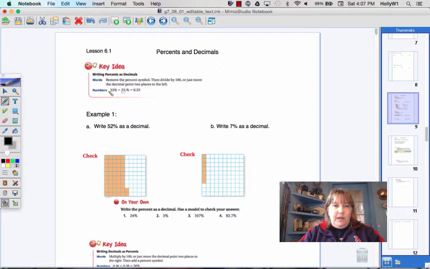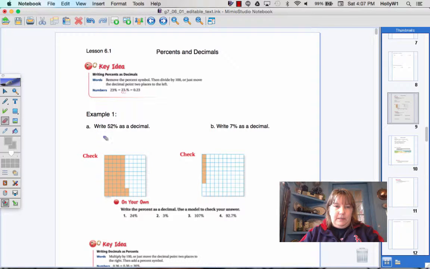So we have our key idea here, which is writing percents as decimals. You remove the percent symbol, then divide by 100, or just move the decimal point 2 places to the left. This is actually, after all the things that we've done, fairly straightforward.